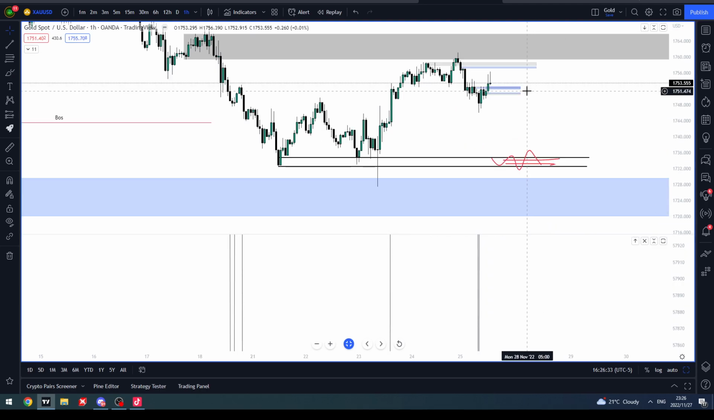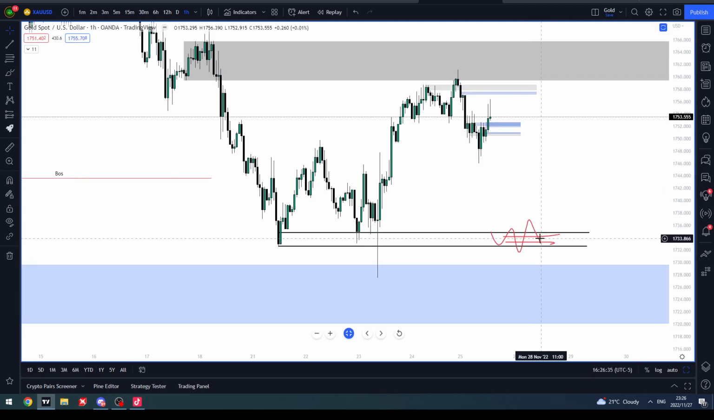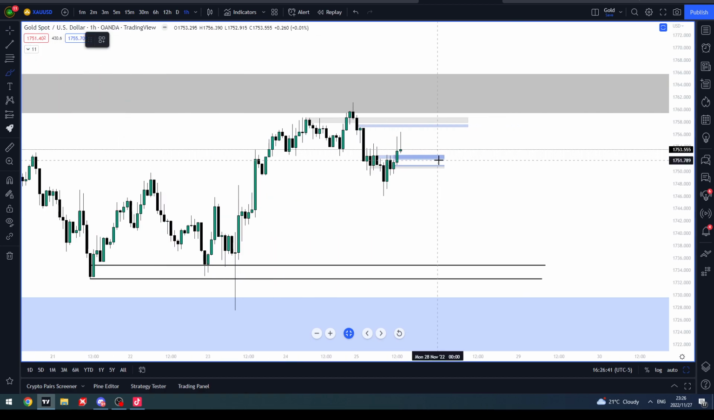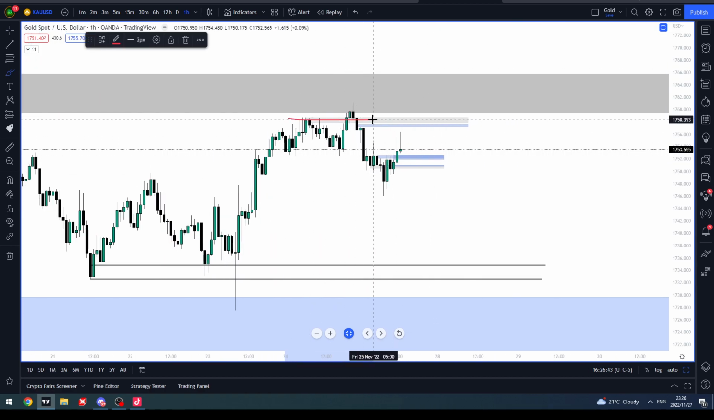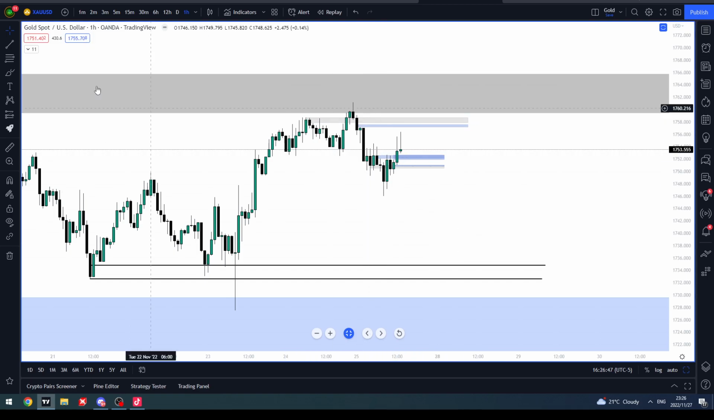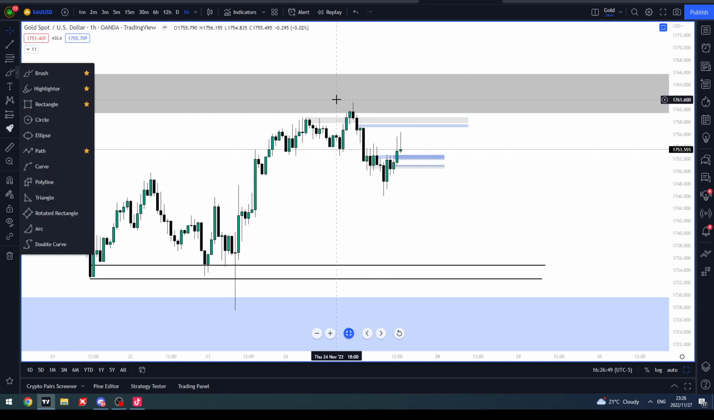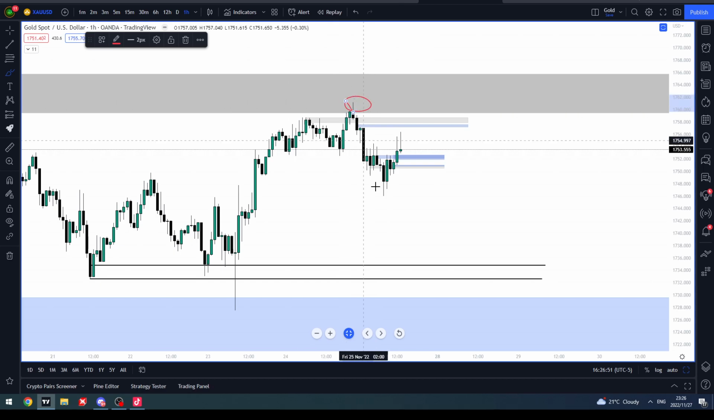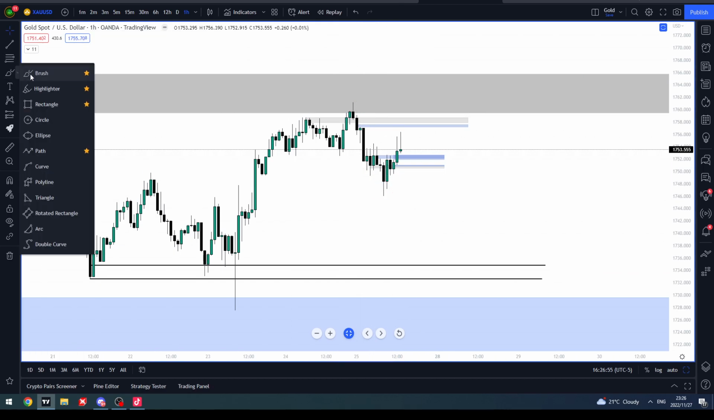Now you can see that gold has taken buy side and then sell side here. So buy side liquidity taken, sell side liquidity taken. What does that mean? It means that gold has formed a dealing range from the top here to the bottom here. Your job is to find an entry.